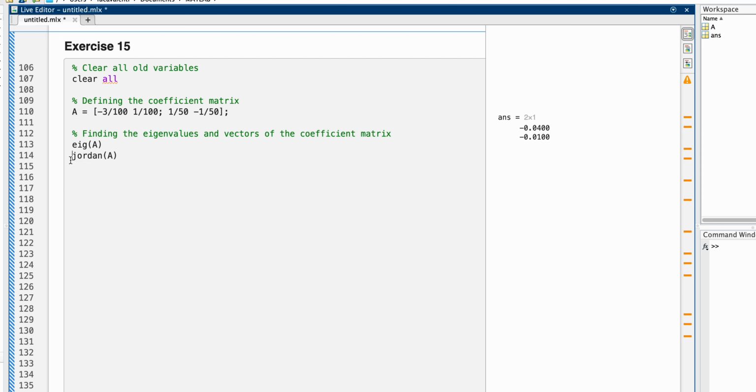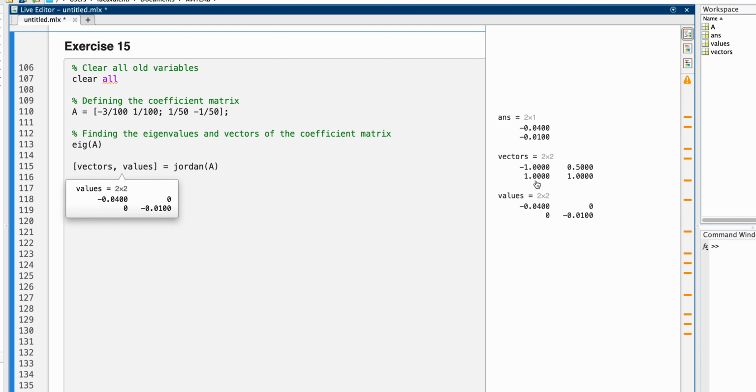And I know the Jordan is going to output two things, so I need a matrix output. And the first thing that it's going to output is the eigenvectors. The second thing that it's going to output is the eigenvalues. So we can just write it like this, and it'll give us the vectors and the values. And now I want to press Control Enter and see what we get.